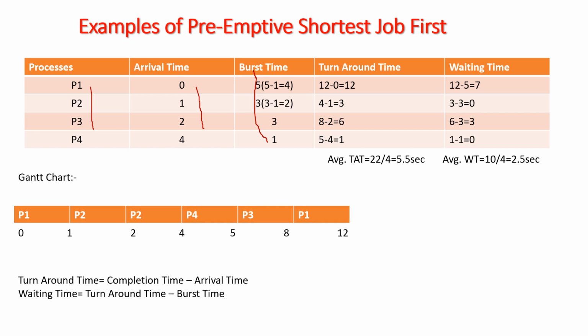At 2 time units process P3 has arrived. But there are three processes in the ready queue, P1, P2 and P3, whose remaining burst times are 4, 2 and 3. So which one is minimum? P2 has the minimum burst time, 2. So it will be executed for 2 time units. So 2 plus 2, 4.